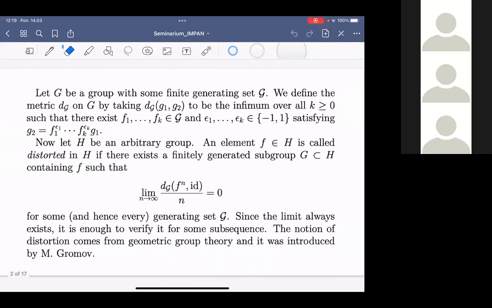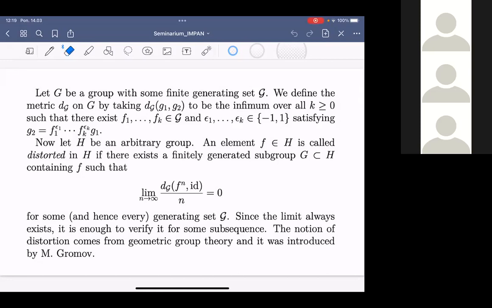Okay, let me introduce the main hero of this talk. This will be distortion. This is a concept taken from geometric group theory. It was introduced by Gromov, who studied some abstract groups and proved the structure or linear structures of these groups. He used this concept, and next it was also used in the theory of dynamical systems.